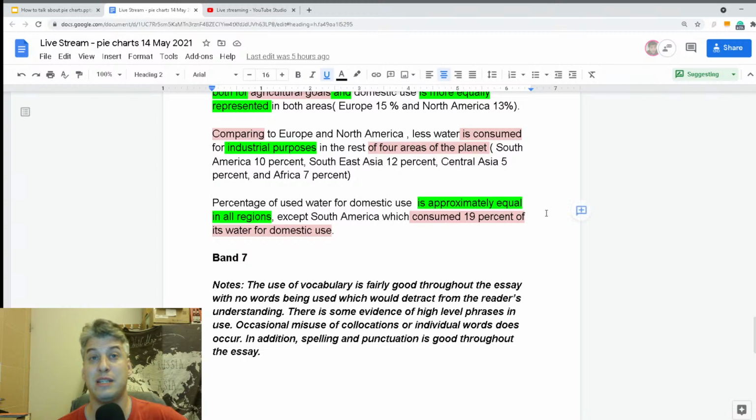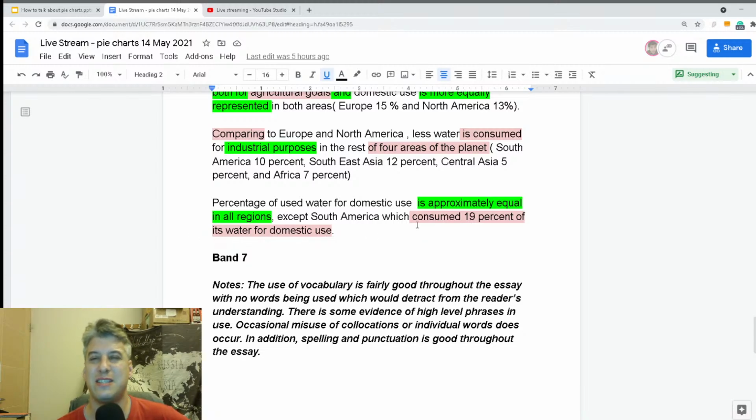Okay, so moving on, a great phrase that they used here was "percentage of used water for domestic use is approximately equal in all regions." Approximately equal in all regions. I like that phrase. I think that was a pretty good one. Almost equal could work as well. Might even work better.